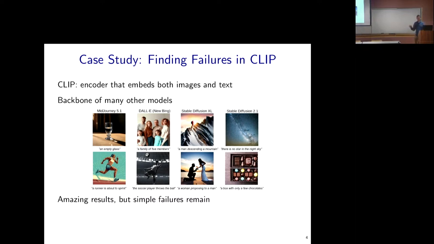The very concrete first case study I want to talk about is finding failures in CLIP. So who here knows what CLIP is? Okay, so maybe 3/4 of you. CLIP is an embedding model that embeds images and text jointly. And if you haven't heard of it, you've probably heard of things that use it. It's the backbone of Stable Diffusion, Midjourney, DALL-E. Basically, all of these text-to-image models use CLIP as their first step.